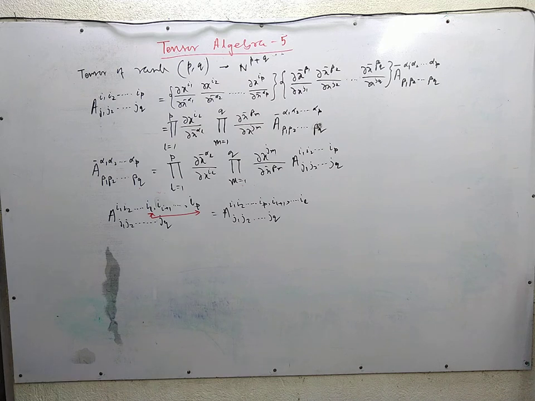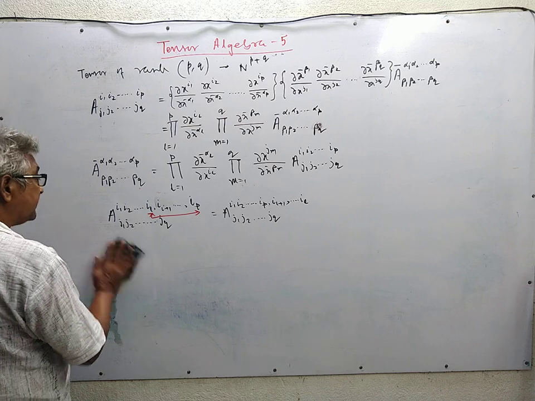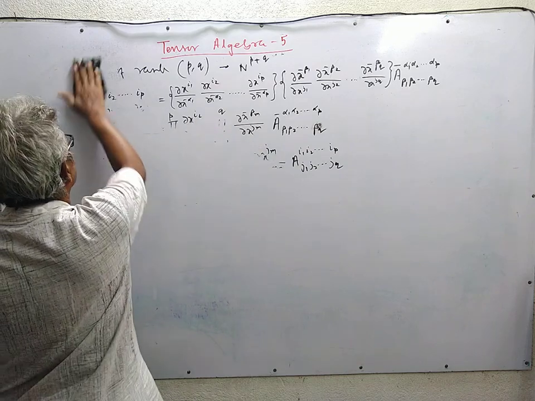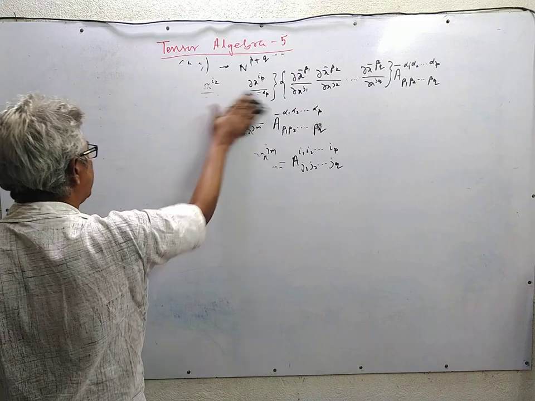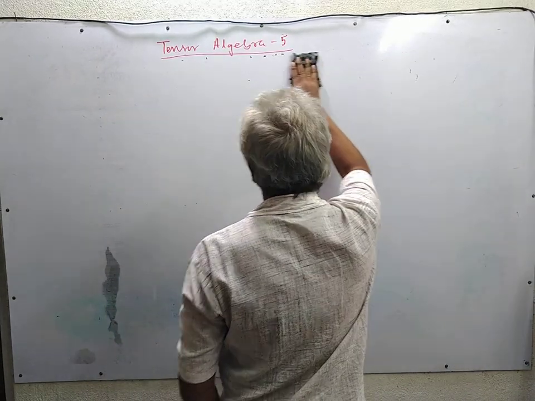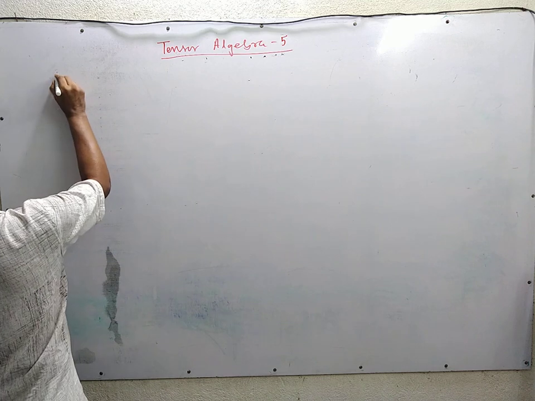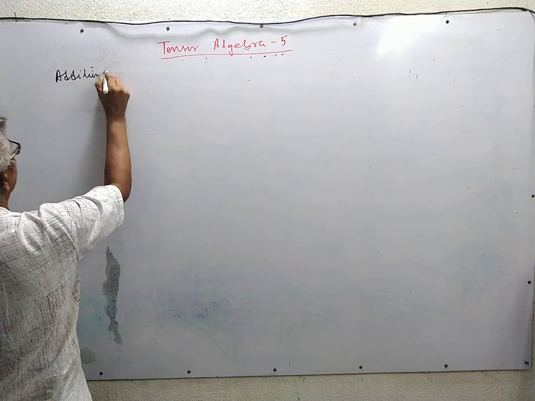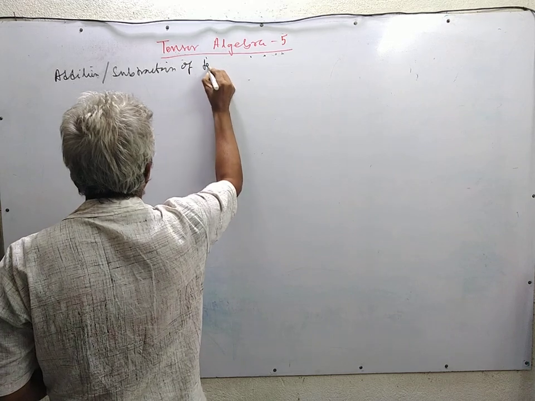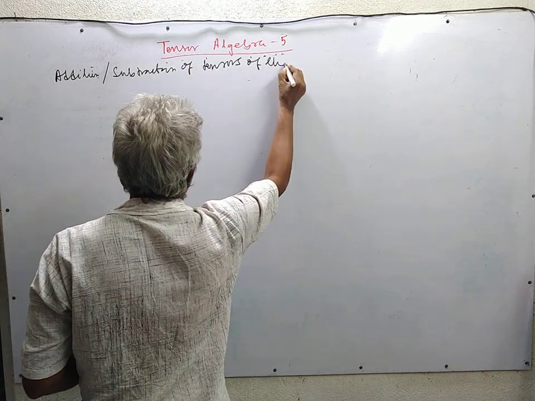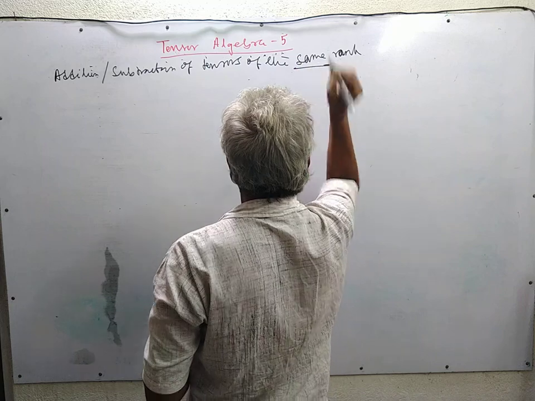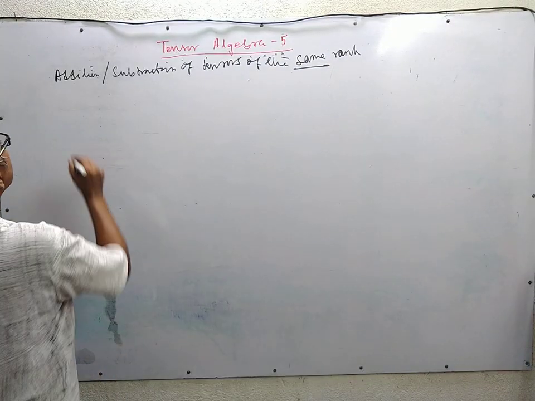Now we shall go to what is known as proper tensor algebra, that is, how to add two tensors, etc. Two tensors of the same rank can be added or subtracted. So we have addition and subtraction of tensors of the same rank. This is very important.